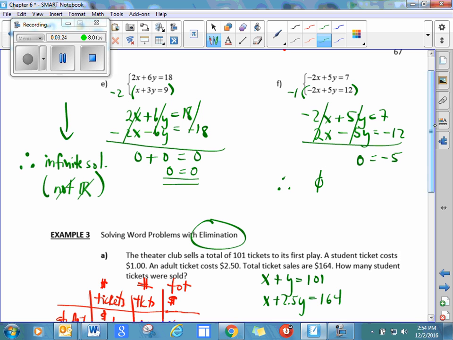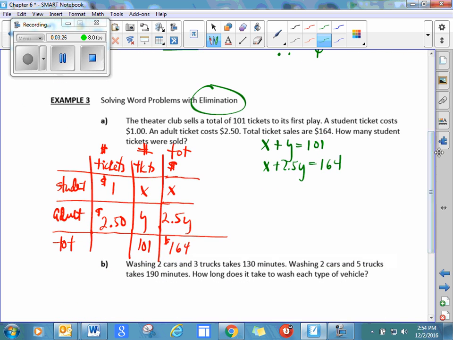I'm going to go ahead and work this first word problem using elimination. This is much like a problem that we have worked a couple different other ways, but because they tell us they want us to use elimination, we're going to set it up and use elimination. So again, I've already pre-made my chart. We've got a student and adult ticket thing going on here. We've sold 101 tickets. They give us a student price and an adult price and tell us the total ticket sales. And they are asking us how many student tickets were sold.